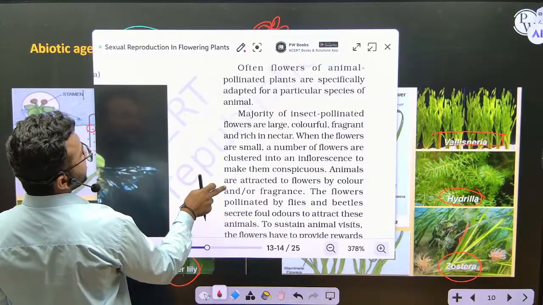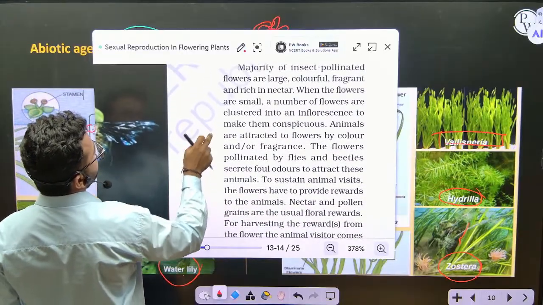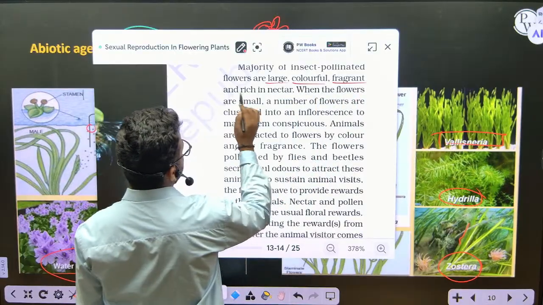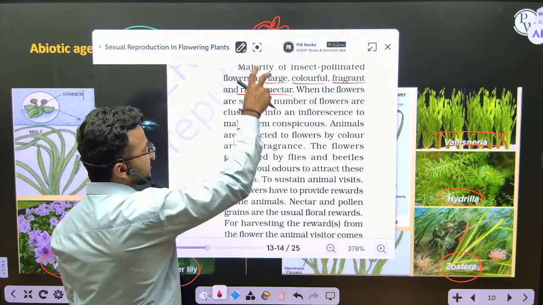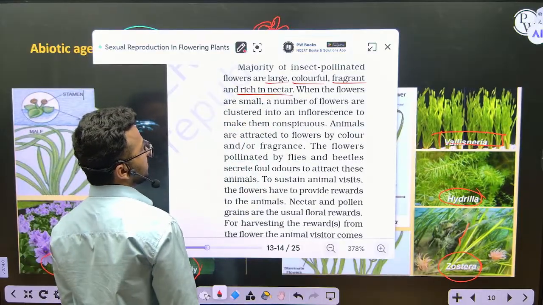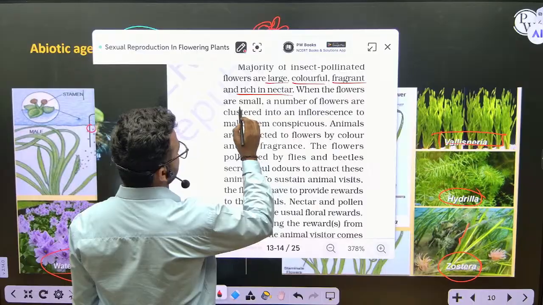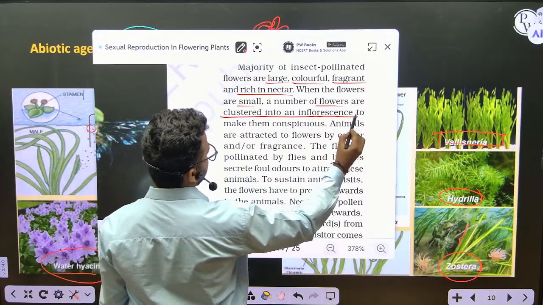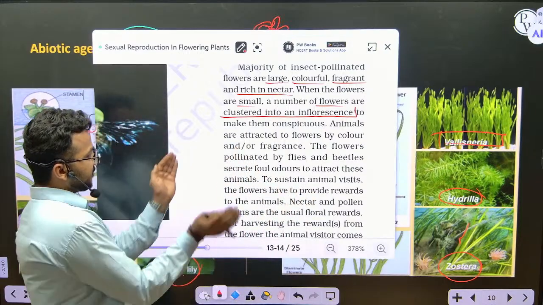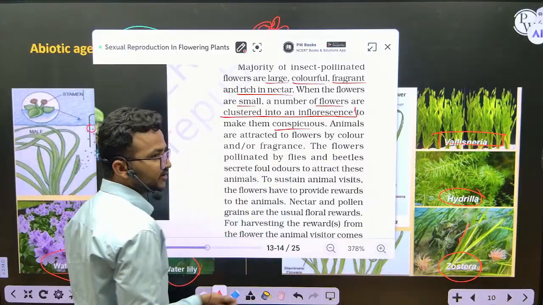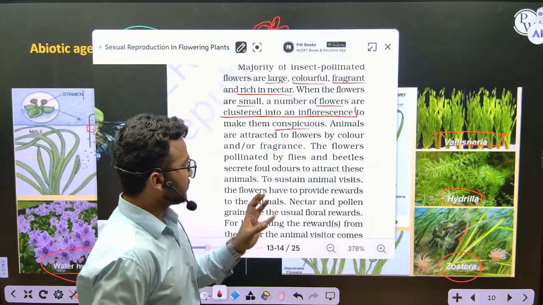And often flowers are animal pollinated. Coming to this, they are large, colorful, fragrant, and rich in nectar. These are the features of biotic or insect pollinated plants. When the flowers are small, a number of flowers are clustered in the form of an inflorescence, which makes them conspicuous. Conspicuous means visible.